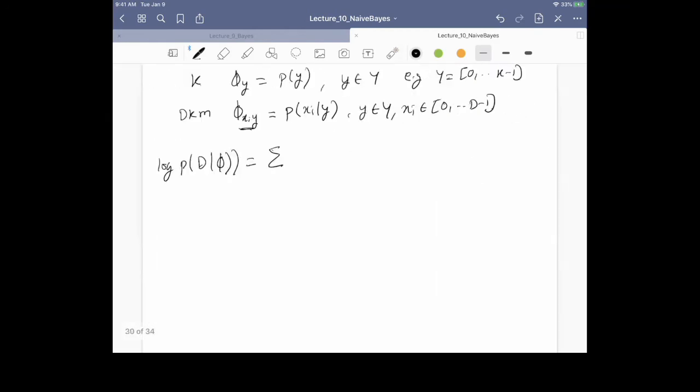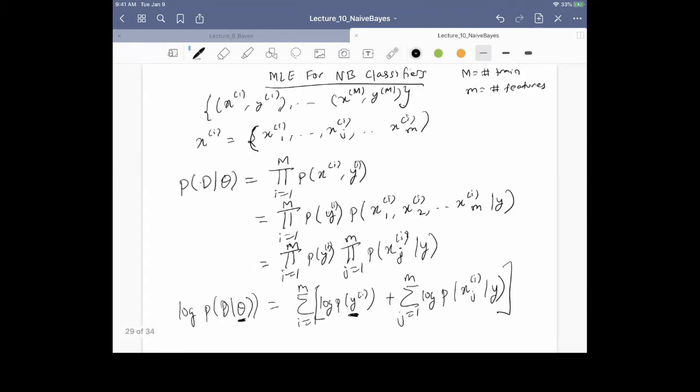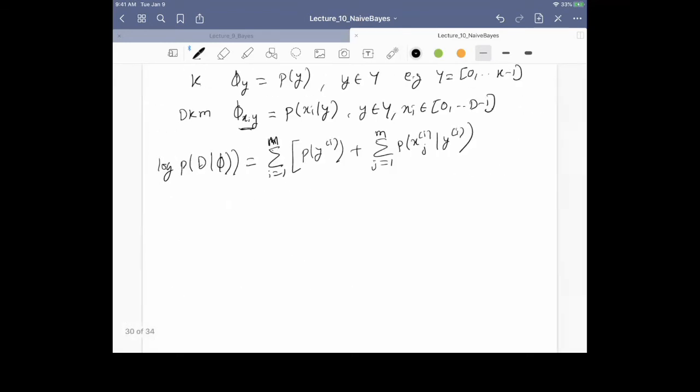Let's see, sorry, I just need to refer. So this is sum over i from 1 to m of log p of y_i, plus sum of j from 1 to small m, this is capital M, of log probability of x_ij given y_i. Okay, I hope I have y_i. I don't, so there's a typo. This should be y_i over here. So all of this is y_i. Anyways, this is the expression, right?